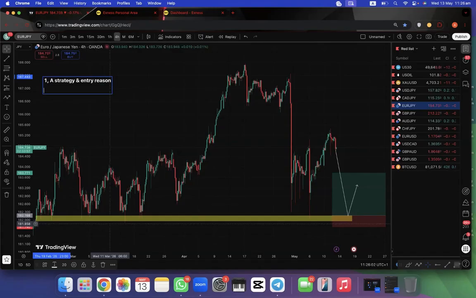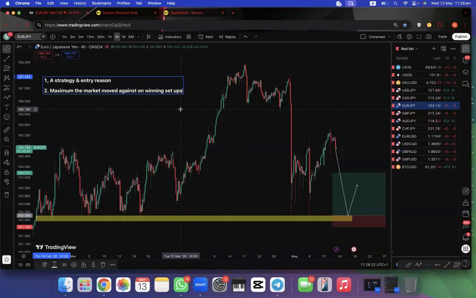Now, the next thing you want to do is the maximum the market moved against on winning setups. Maximum the market moved against on winning setups. I'm going to explain this one very soon.